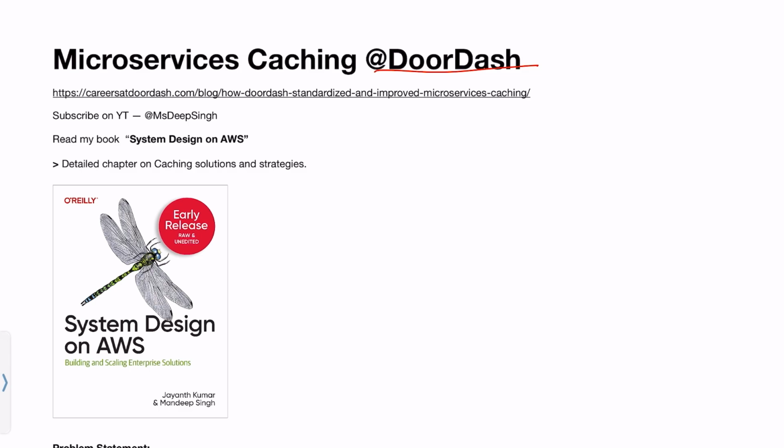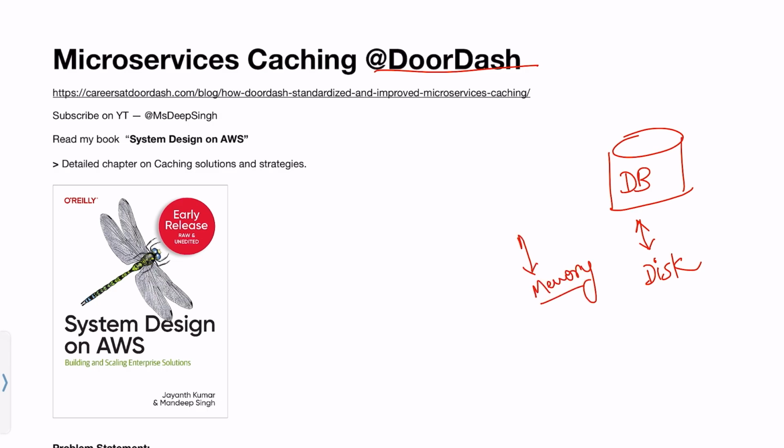And the way you do it is that let's say you are fetching some data from the database. The database generally stores the data on disk. So to improve the performance, you want to keep some data in the memory. Memory access is faster as compared to disk. So this is what we mean by caching.